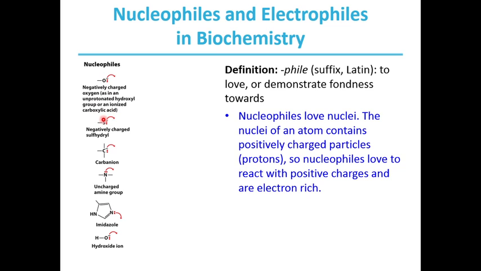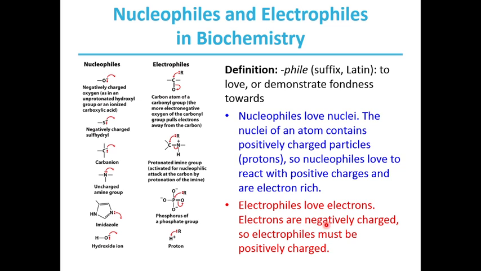hydroxyl group or ionized carboxylic acid. Could be either of them. Negatively charged sulfhydryl group. Now if you remember enzymes, a serine hydroxy can be deprotonated to give a negatively charged O-. A cysteine thiol or sulfur can be deprotonated to give a sulfhydryl group. In addition to these two, there can be carbanions, uncharged amine groups, imidazole, for example in histidines, and simple hydroxide ions.